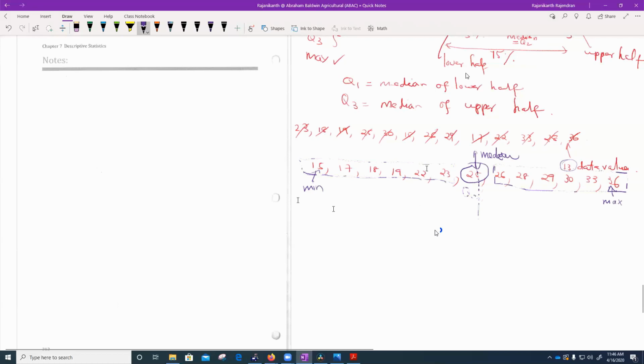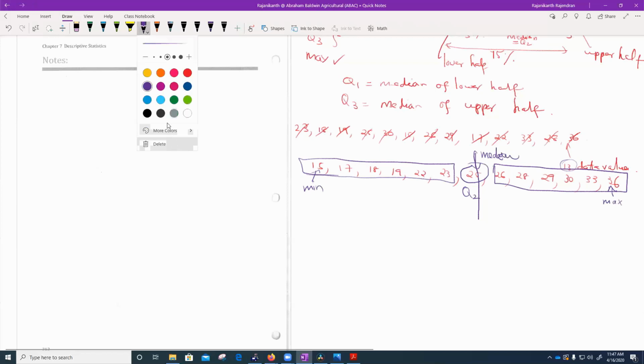Now, what is the procedure? Treat this data set as a separate problem and find the median of this data set, and find the median of the data set on this side as well. Okay, so let's find those two then. I'm using different colors. Now I'm going to find the median of my first half, the lower half.